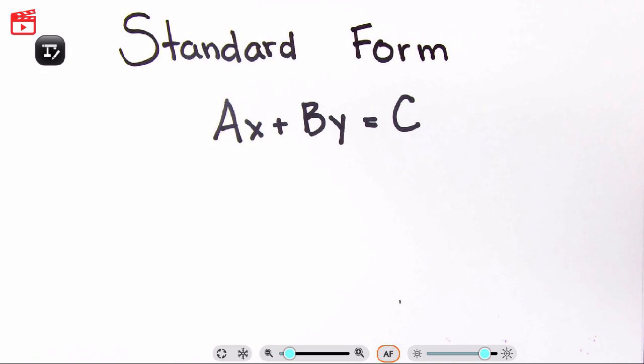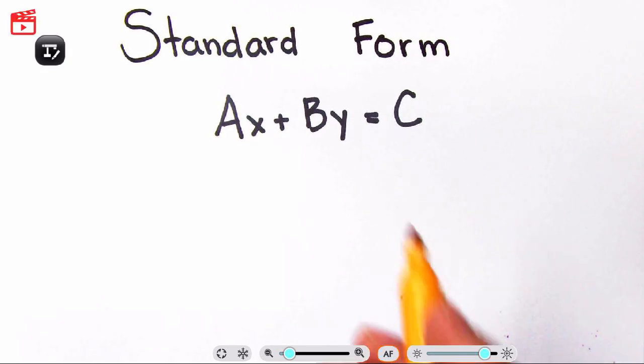Welcome. In this video, we're talking about standard form. Now, standard form is a type of linear equation. What that means is it's going to give us a line when we graph it. It also means that the exponent on x is a 1. So this is a linear equation in standard form. Now, there are some requirements for standard form linear equations.